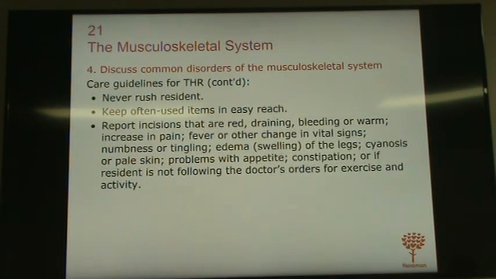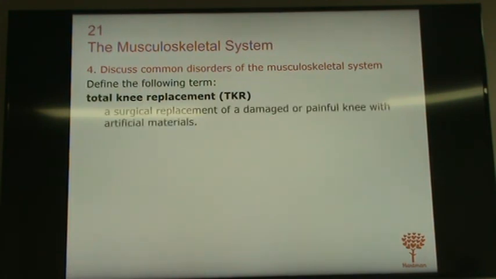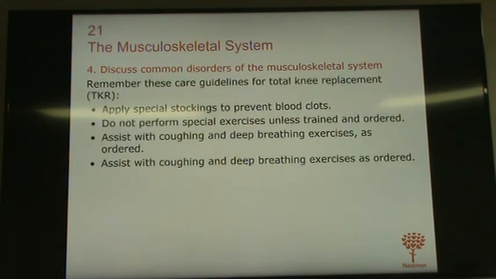One thing to know in all cases, if somebody is to stay in bed, they are non-weight bearing, always keep things they need close by so that they don't have to keep calling you or try to stretch to reach it and fall. Keep an eye on them, keep an eye on the area of the surgery. It could be draining, it could be infected. So you can report it to the charge nurse.